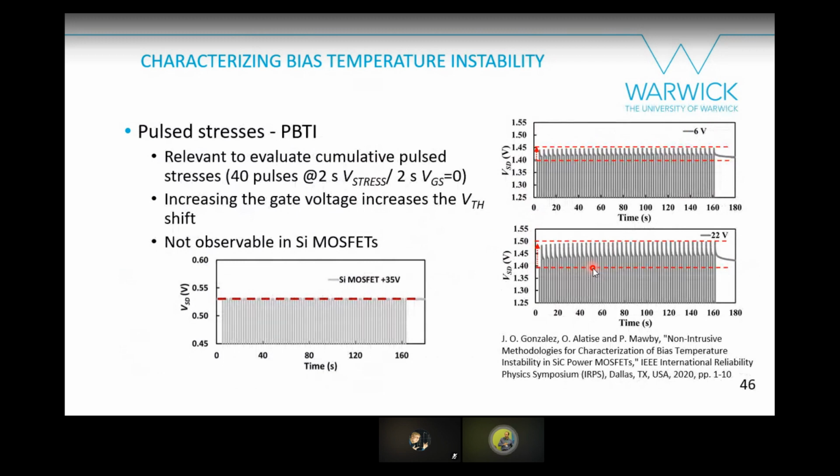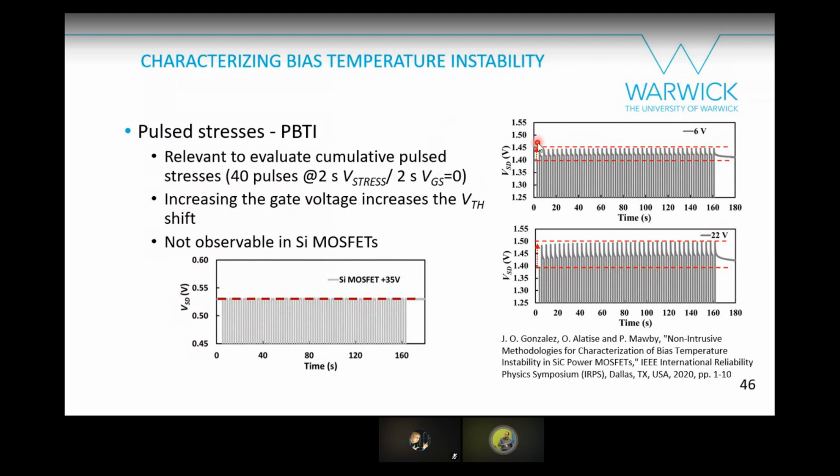And this is another benefit, that you can use pulse stresses really easy. This is relevant to power cycling. So we have done 40 pulses of 2 seconds stress, 2 seconds recovery at 0. Silicon MOSFETs, nothing is there. But silicon carbide, let's see what happens, 6 volts, 22 volts. So you can see there's an initial shift, and then it kind of plateaus. During the 2 seconds recovery, it recovers slightly. And then when you finish the sequence, it continues to recover.